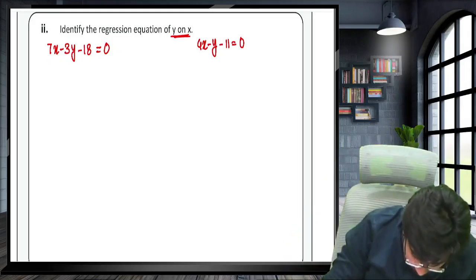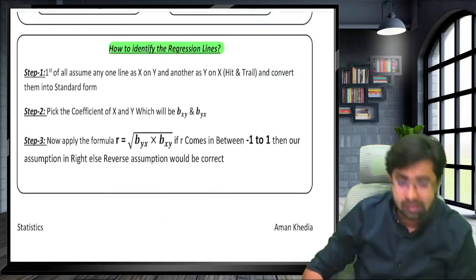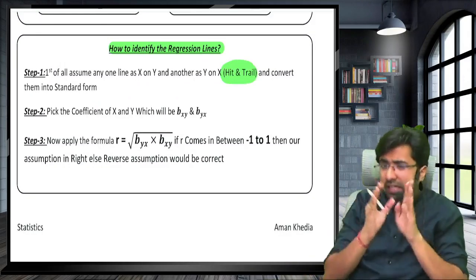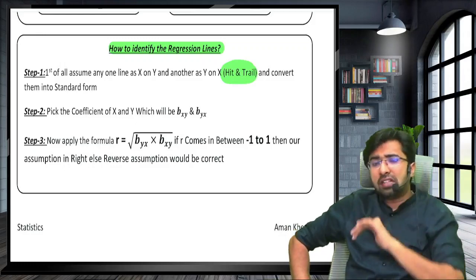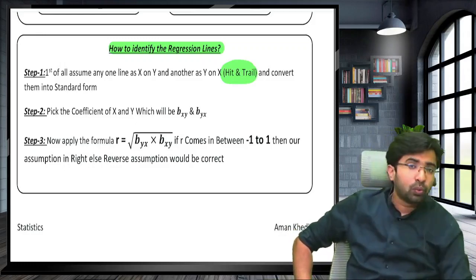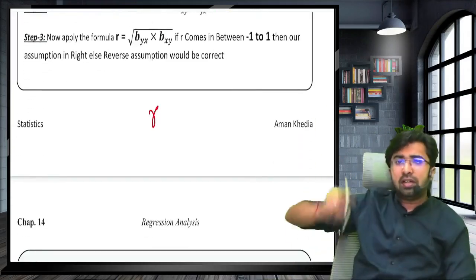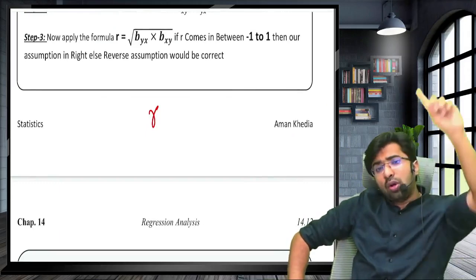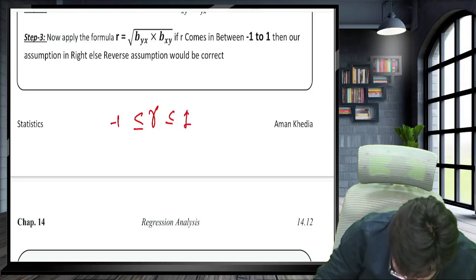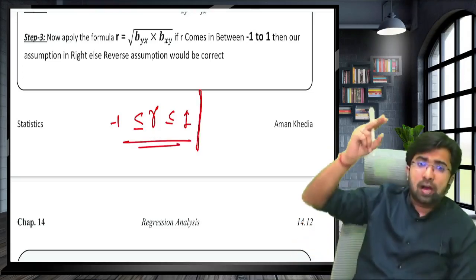Guys, now please look at this point. How to identify the regression lines? See, guys, the method is hit and trial. We cannot directly identify which line is y on x and which one is x on y. So here are the 3 steps you have to follow. Guys, can you tell me the value of r lies from which value to which value? The value of correlation r lies from -1 to +1. Correct, guys.